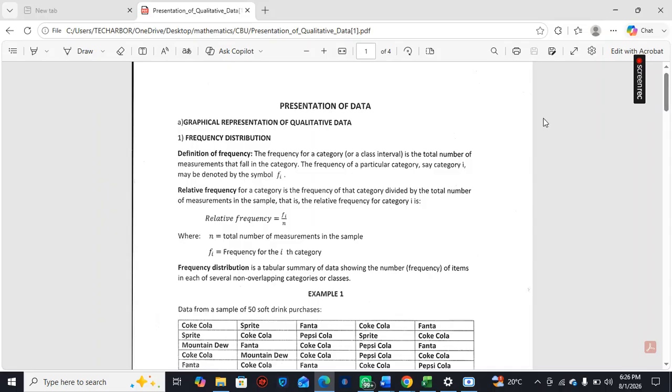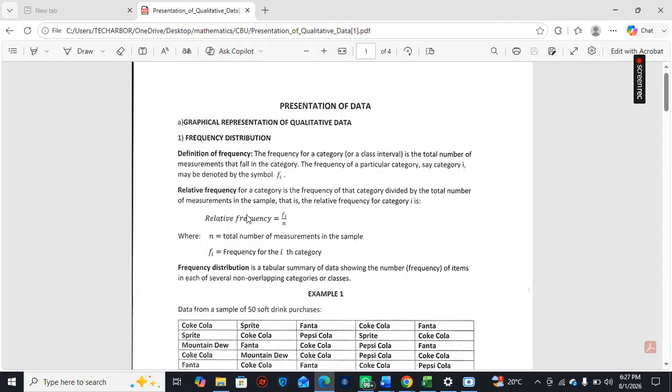So first things first, we're going to look at what frequency is. Frequency is just the number of measurements or the number of times something occurs. So maybe if you are doing a research about males and females, and in the research you interviewed 50 males, your frequency of males is 50. Interviewed 30 females, your frequency is 30.